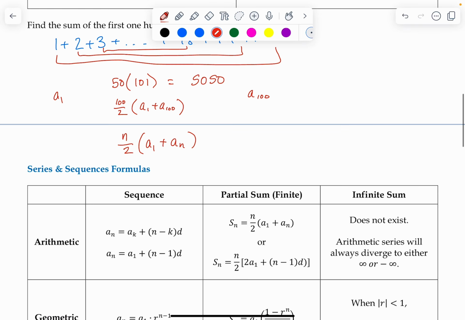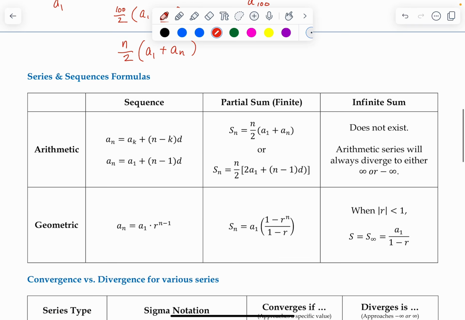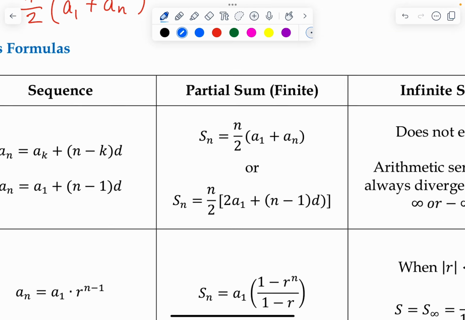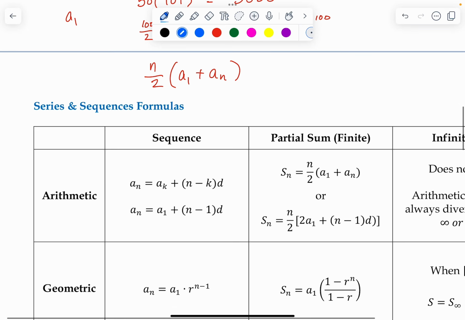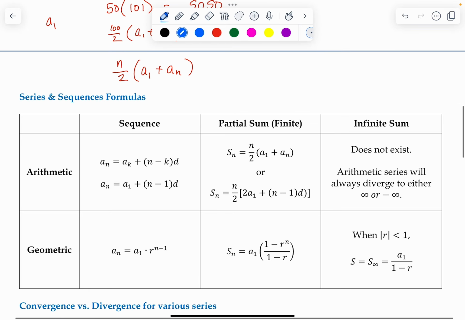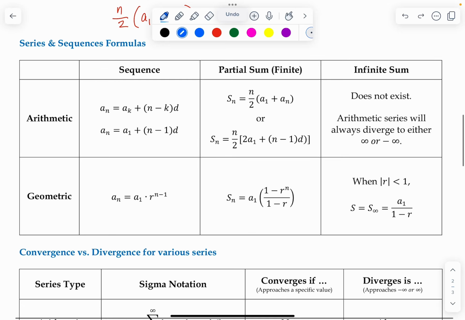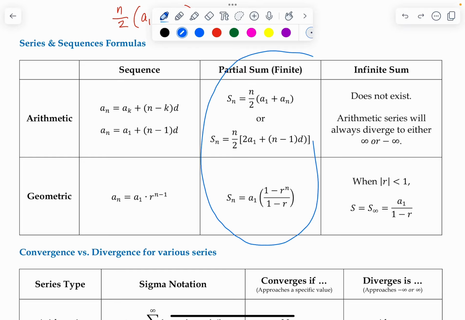And that right here shows up in our partial sum. So this is in our arithmetic formula. We talked about these sequence formulas before. We talked about the geometric sequence before. What's new today are the sums. So these are the finite sums.